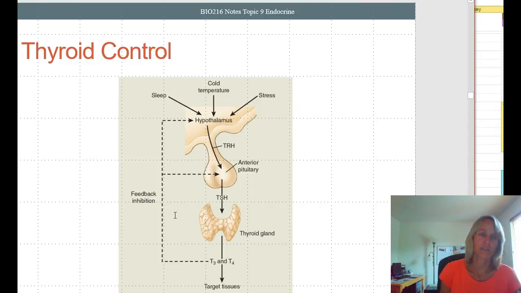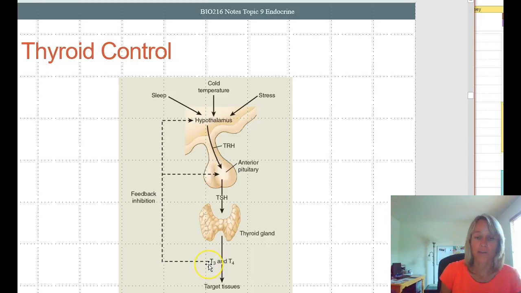Okay, how is the control of the thyroid gland? In response to sleep, cold temperature, or stress, the hypothalamus releases thyrotropin-releasing hormone. Thyrotropin-releasing hormone acts on the anterior pituitary to cause the release of thyroid-stimulating hormone. Thyroid-stimulating hormone acts on the thyroid gland to cause the release of thyroid hormone, and these are T3 and T4.